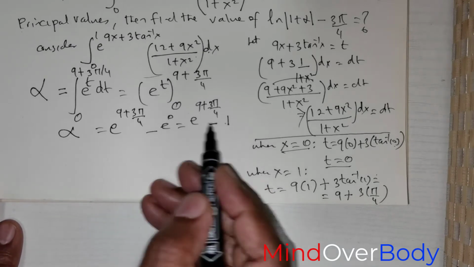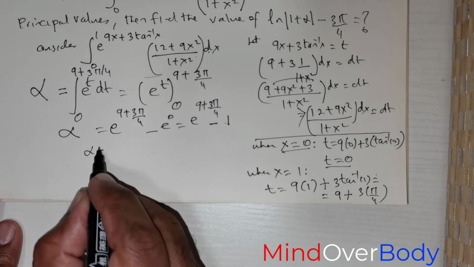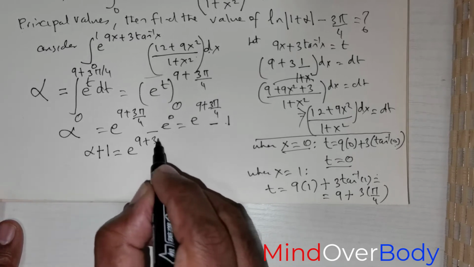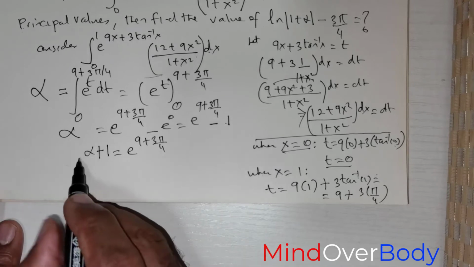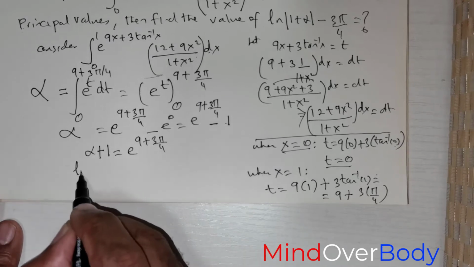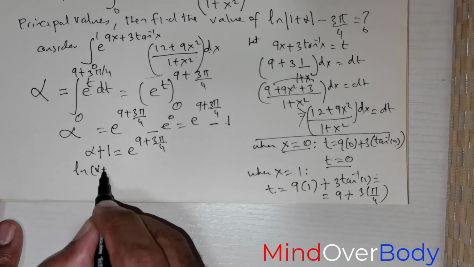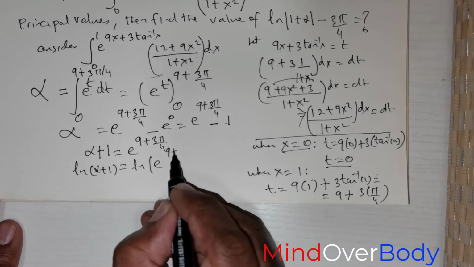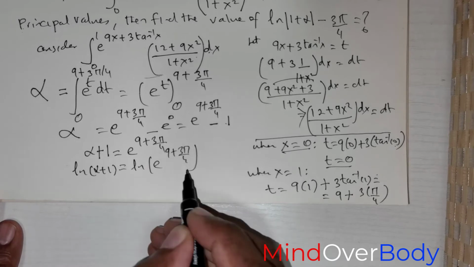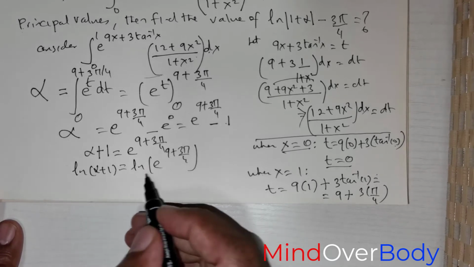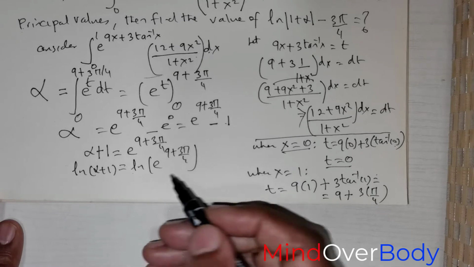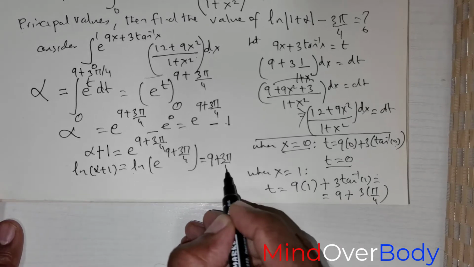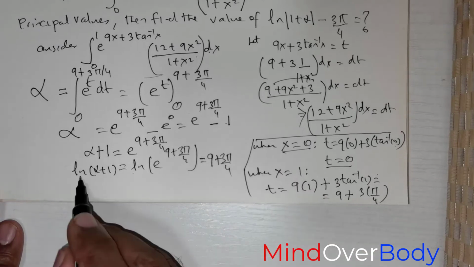So let me move this 1 to the left side. So this would mean I get alpha + 1 is equal to e raised to the power of 9 + 3π/4. Now let me take ln on both sides. So this is going to be ln of (alpha + 1) is equal to ln of e raised to the power of 9 + 3π/4. Now we know that ln of e, because e and ln get neutralized, would give me 9 + 3π/4. Okay, so this is for the ln.